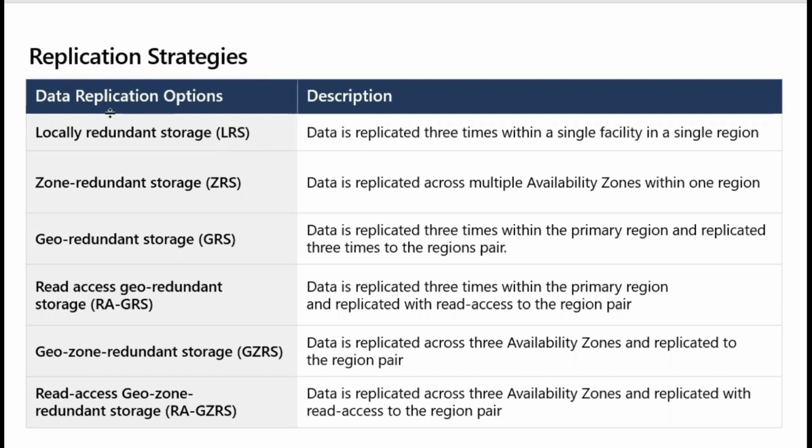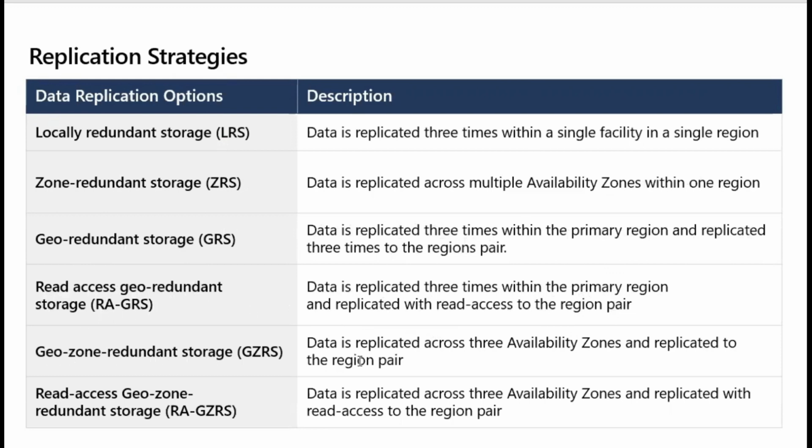Now, replication strategies. Locally redundant storage: data is replicated 3 times within a single facility in a single region. Single facility means a single data center in a single region. Zone redundant storage: data is replicated across multiple availability zones within one region. Geo redundant storage: data is replicated 3 times within the primary region and 3 times to the region pair. Read access geo-redundant storage: data is replicated 3 times within the primary region and replicated with read access to the region pair.